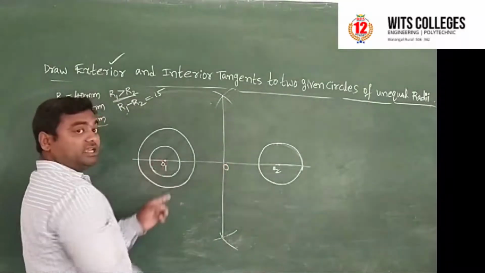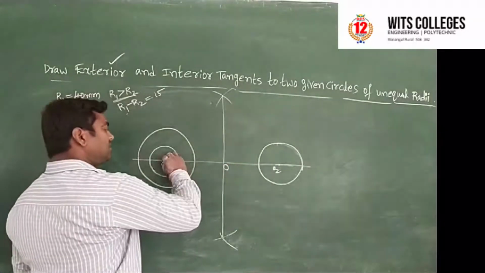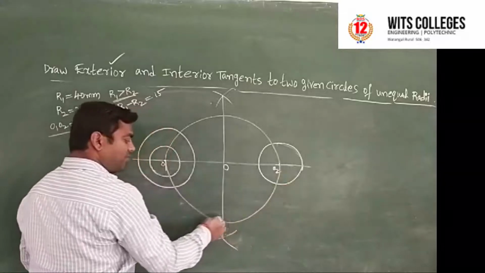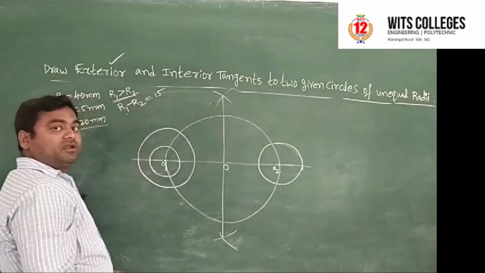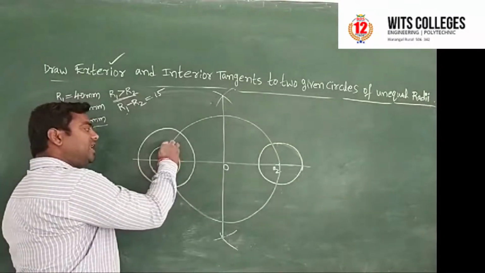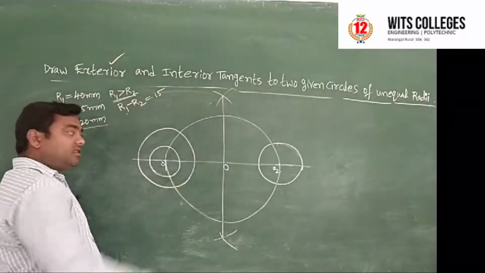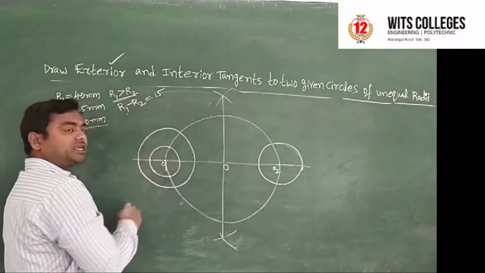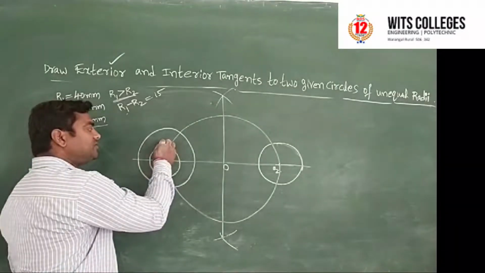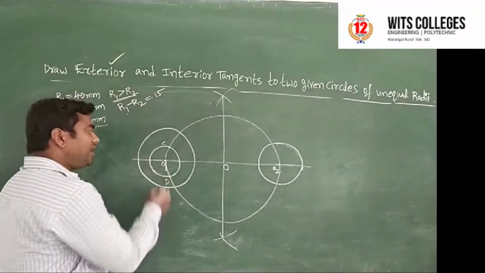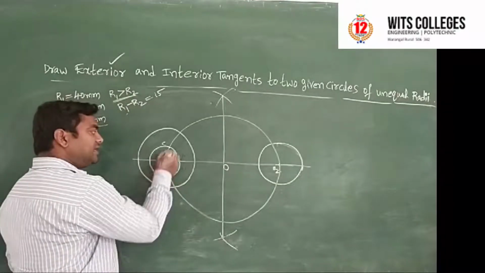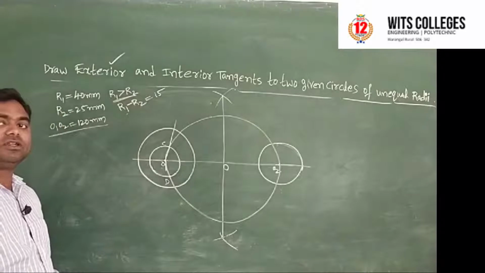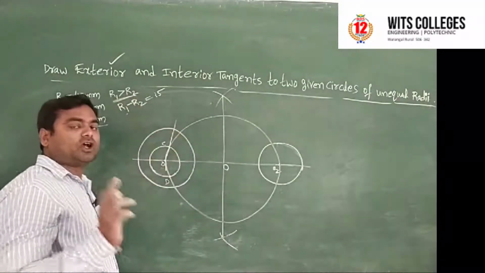Now with O as center and O2 O1 as radius, construct one circle. What will happen? This big circle, the bisection circle, is going to intersect the R1 minus R2 circle at 2 points. Mark those points as C and D, suppose. Okay, so join the center O and C, and extend this onto the given circle, the original circle for which you need to draw a common tangent.